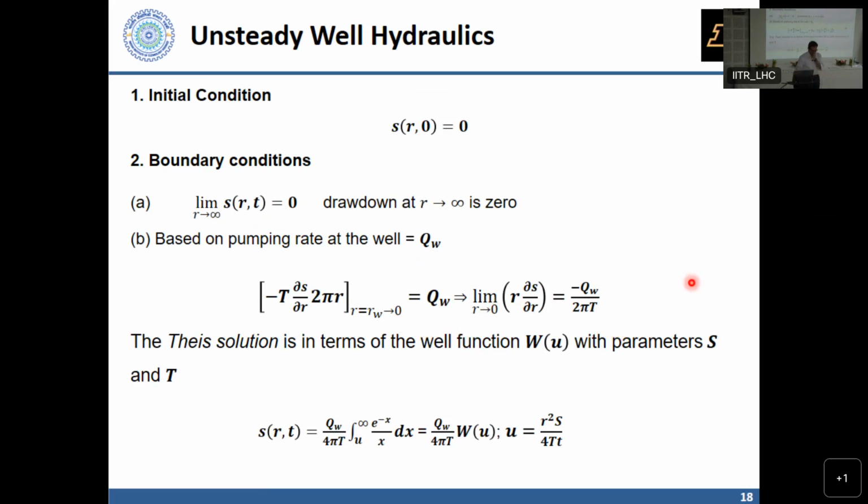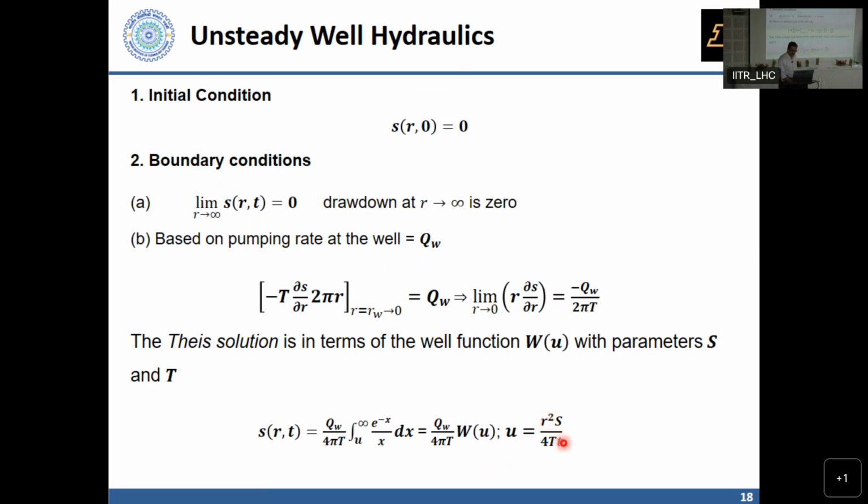The method uses something called similarity transformations, which is one of the ways of solving differential equations. Essentially what it means is, it so happens that for this kind of problem, even though r and t are independent variables, so for different r and different t, we should get different drawdowns, the combination r squared over t matters. Irrespective of different r and t values, as long as r squared over t is the same, they'll all have the same drawdown. So that's called a similarity transformation.